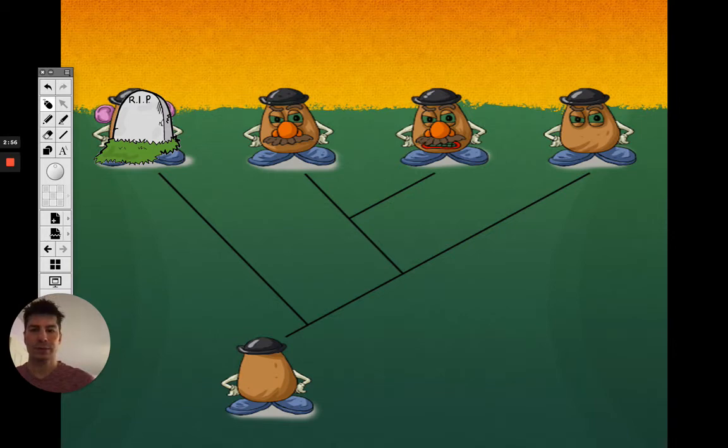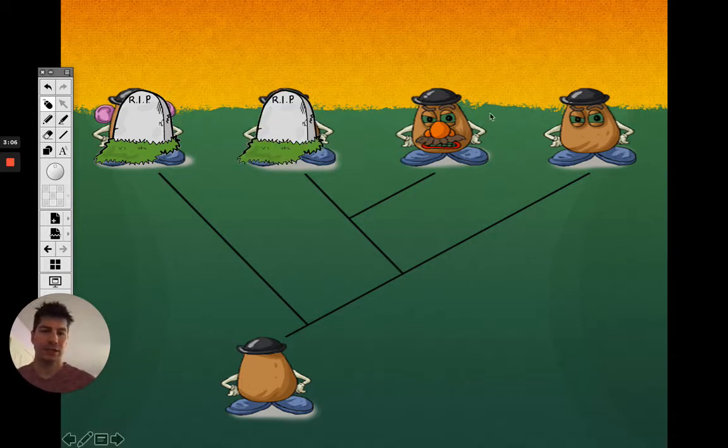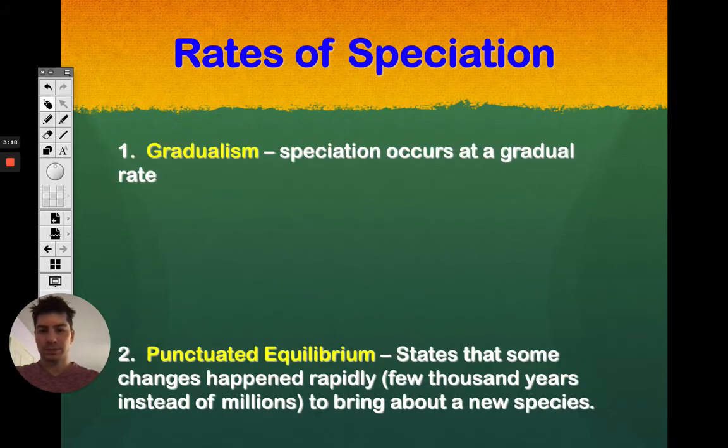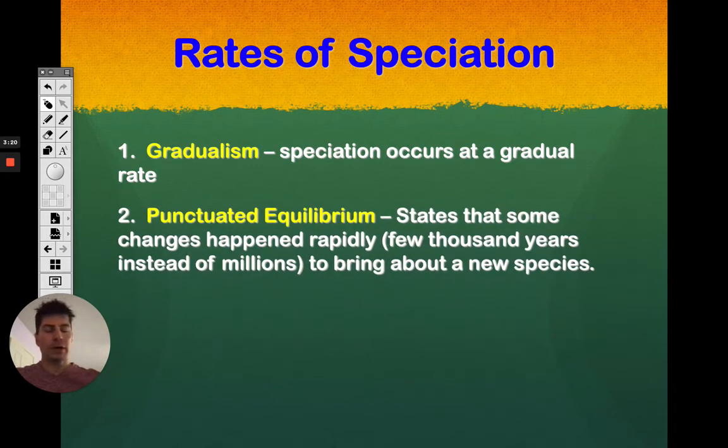The second one, he's got eyes, he's got a nose, he's got a lovely mustache there, but there's no mouth, so he can't eat, so he's probably going to go extinct. The third one looks pretty good. The fourth one, once again, no mouth or anything, so he's probably going to go extinct. So a lot of these species might still go extinct even when speciation occurs. So there are 2 different propositions of how speciation occurs. The first one is gradualism.